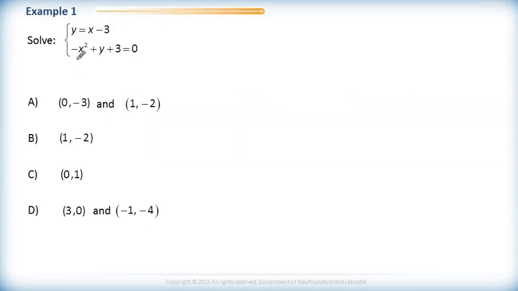Example 1. We're asked to solve y equals x minus 3 and negative x squared plus y plus 3 equals 0. When doing these, try to pick the most efficient method. If I try to do elimination here, I can do it. The only issue with it is I've got some rearranging to do. Whereas if I do substitution, I've already got y isolated here, so I can put the x minus 3 that I have right here in place of the y right away.